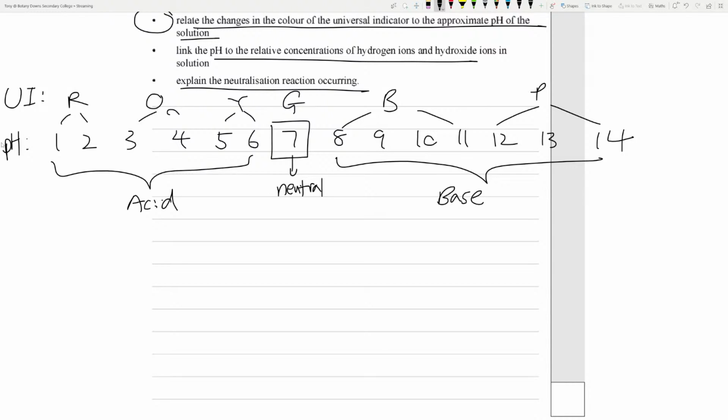You know the colors. And then you can remember this side is your strong acid, and this side is your strong base. So it's always the end of the spectrum that's the strongest.